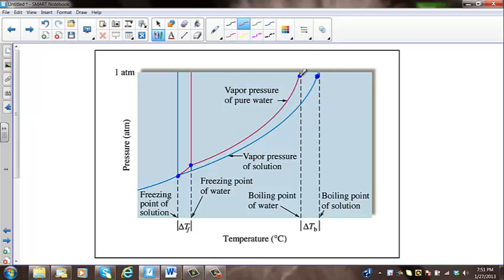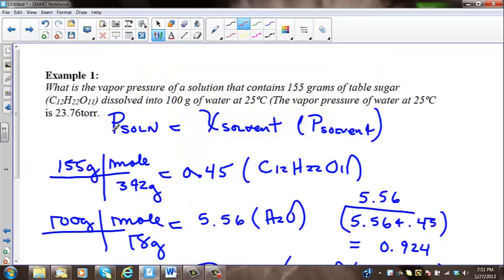So here's the boiling point of water. I add salt. Here's the boiling point of the solution. Here's the freezing point of water. I add salt. Here's the freezing point of the solution. Now again, depending on what salt I add, that will determine how far the boiling and the freezing point changes, which is in the next lesson. So let's calculate these last two problems and we'll call it a night.